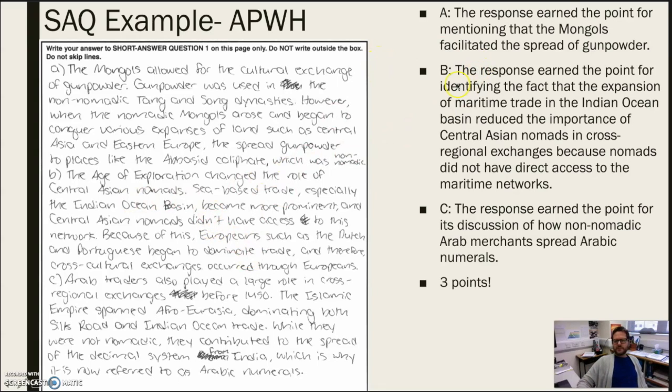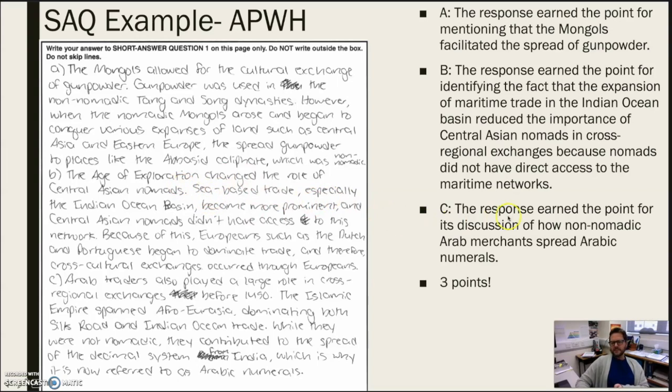B, the response earned the point for identifying the fact that the expansion of maritime trade in the Indian Ocean basin reduced the importance of Central Asian nomads in cross-regional exchanges because nomads did not have direct access to maritime networks. This is a key one, right? Again, we're talking about the age of exploration. That was the hint I gave. You have this age of exploration coming in. And so that's basically what he's talking about, right? Right here, age of exploration changed the role of Central Asian nomads, sea-based trade especially.